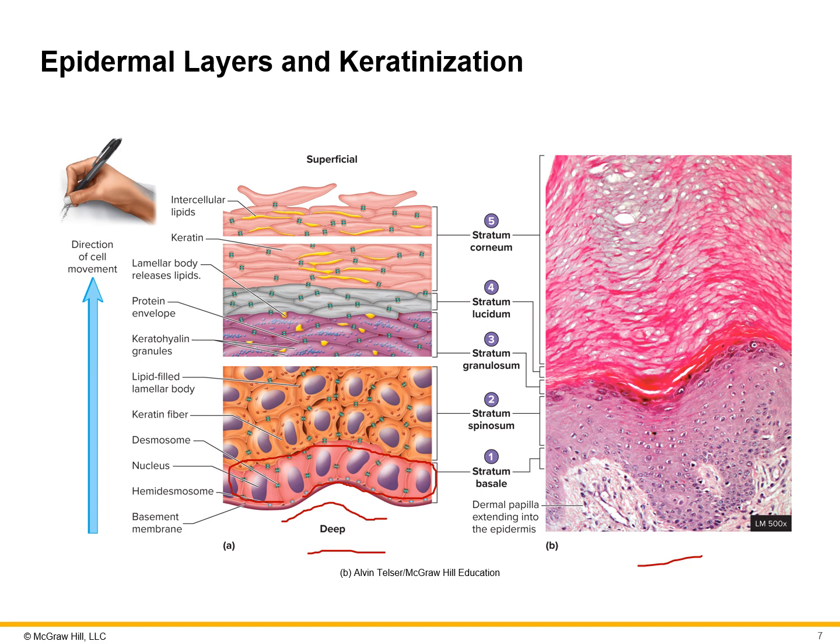Then we move into the stratum spinosum. Now we're starting to fill with that keratin fiber. Again, we get these desmosomes that we can see here. Again, those are those connections that are made between these cells. We start to see them throughout. So as they fill here, we move then out to the stratum granulosum.